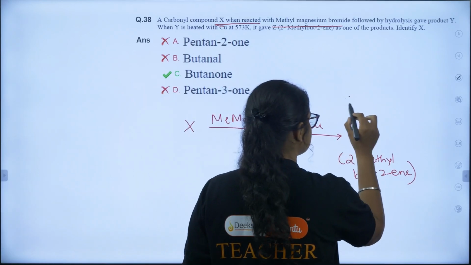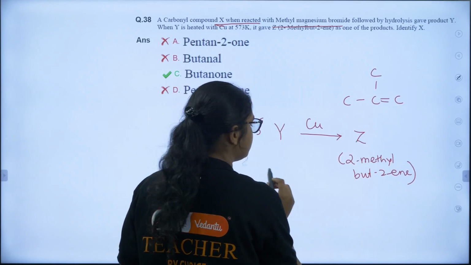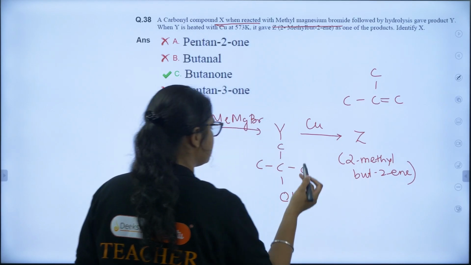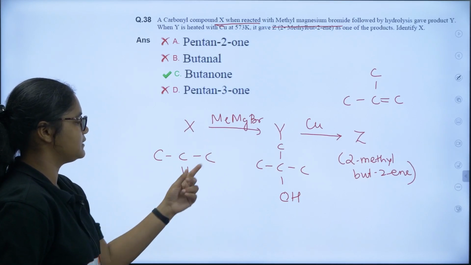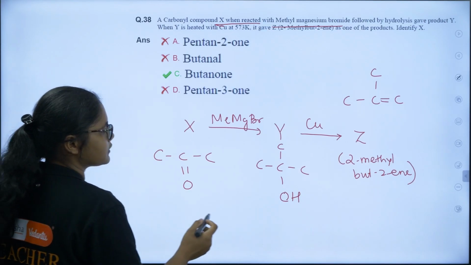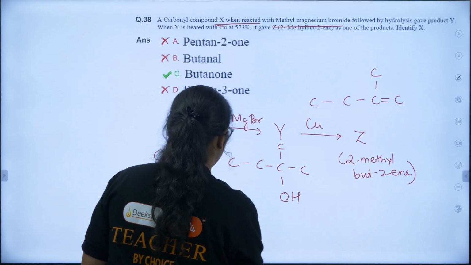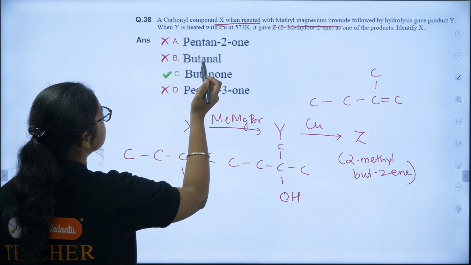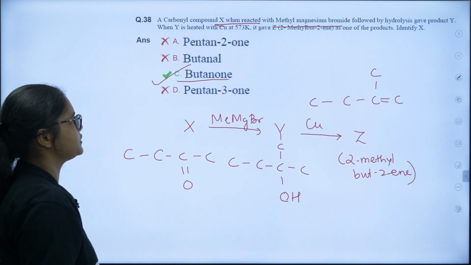So if you see this structure, this is 2-methylbut-2-ene, right? So that means here there will be one OH group, so this one must be this structure. Now if this one has come, what should be this one here? This must be a propanol compound. Then when you add methyl magnesium bromide, we'll get a tertiary alcohol, right? So this has to be a ketone. We had but-2-ene, so I have one more carbon here. So the compound given should be butanone or butan-2-one. That is the correct answer, option number C.